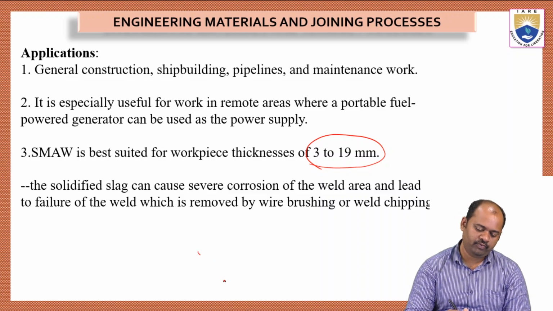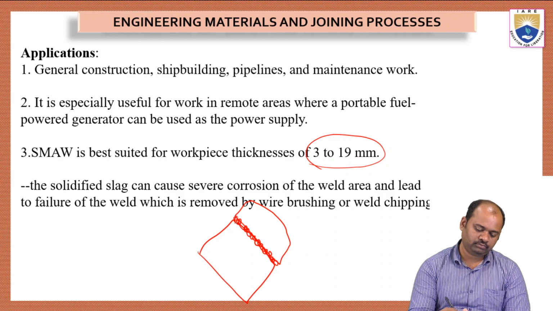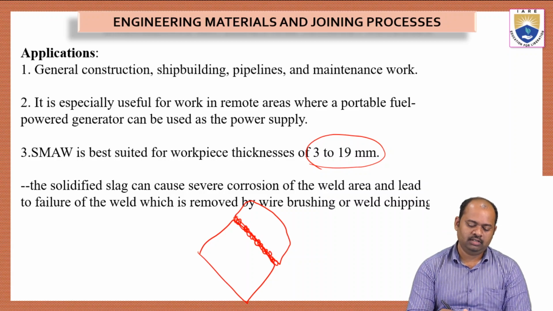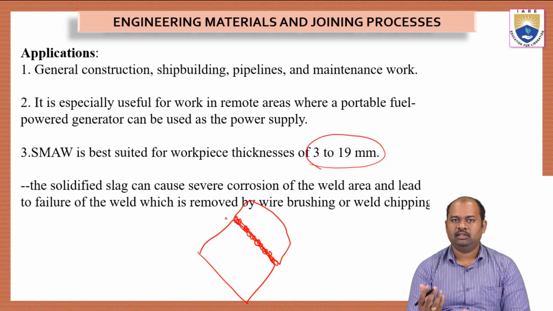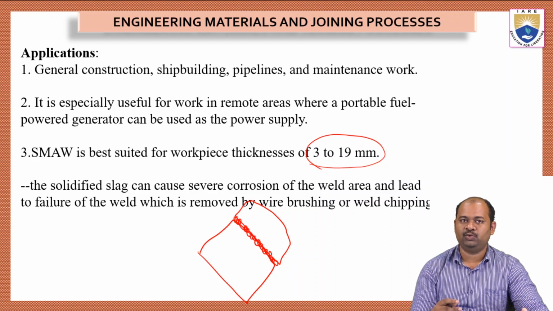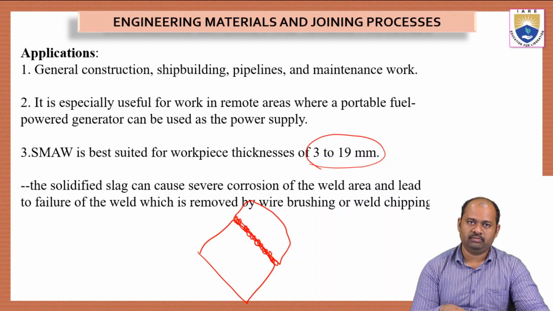So whenever I weld a metal plate, if two metal plates are welded, we can see the formation of this slag. So what is the disadvantage of this slag? We can see this slag is somewhat oxidized. Even though it is shielded, we have to remove this slag in order to avoid further corrosion.